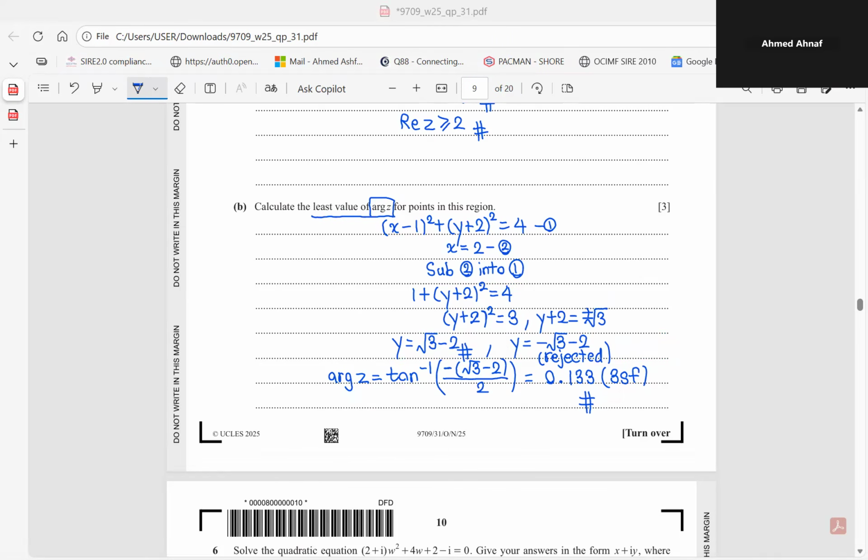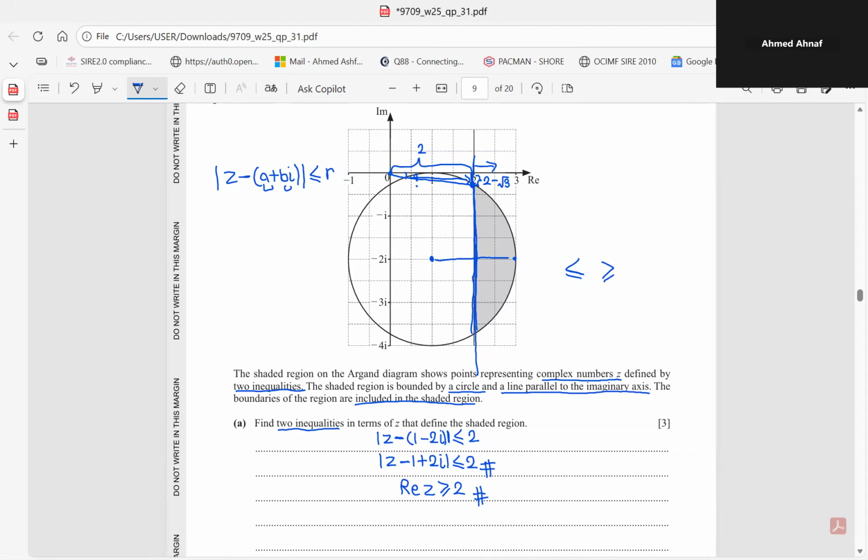Sorry, everyone. Apparently I misunderstood this question. Least value doesn't mean the angle of the least size; it refers to the least value of the argument. Since this is in the negative direction, this would be the angle of the least value of arg z. It's not a big deal.